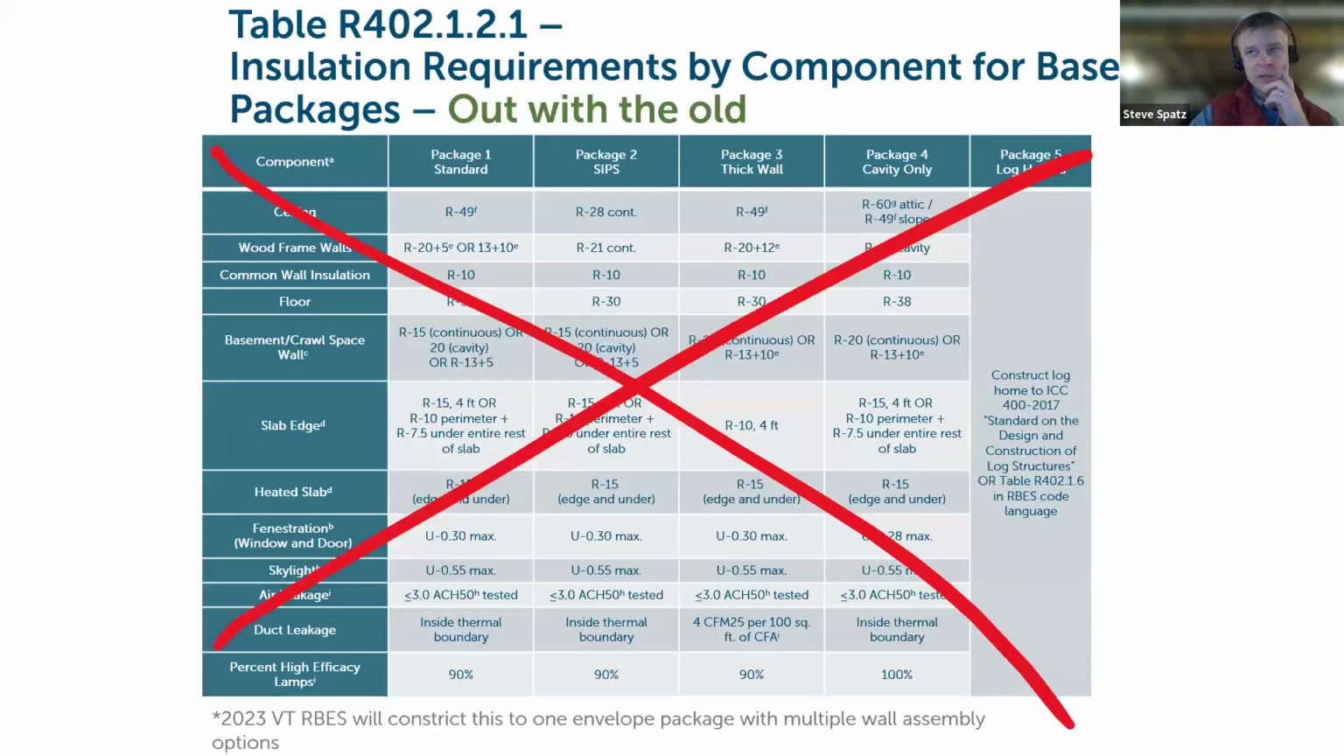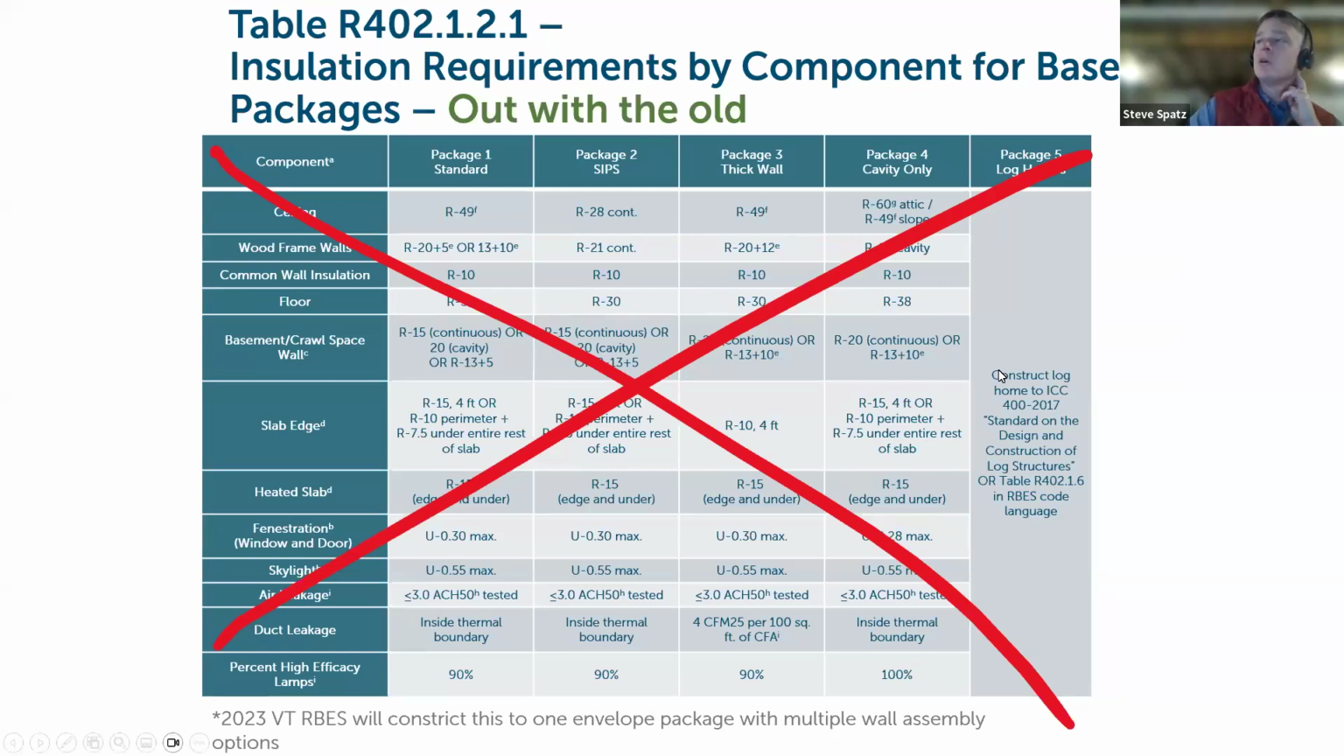So if you look in the code right now, under the prescriptive packages option, you'll see this table, which has 5 different packages currently that you can choose from prescriptively. And what is changing is these 5 packages are going away and being consolidated down into essentially a single package.